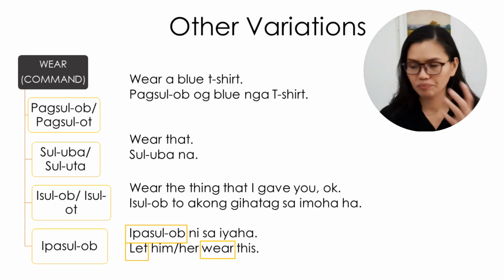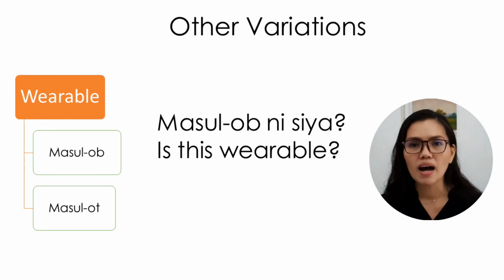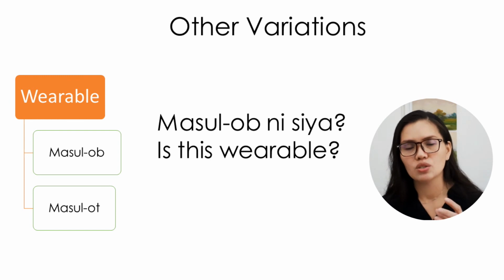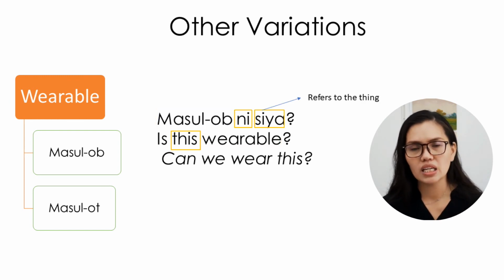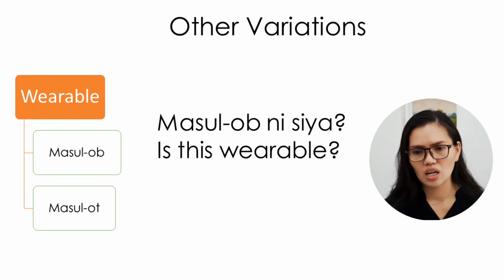So the last one, another variation, is wearable. In Bisaya, that is masul-ob. Masul-ob ni siya. Is this wearable? So masul-ob is wearable. Ni here is this. Siya is referring to the item. Maybe it's a dress or an accessory. Masul-ob ni siya. Can this be, is this wearable?